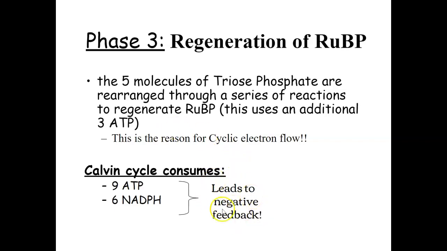This leads to negative feedback, the slowing down of the production of NADPH so that we can continue to make enough ATP for the Calvin cycle. So we're slowing down non-cyclic electron flow in this negative feedback.